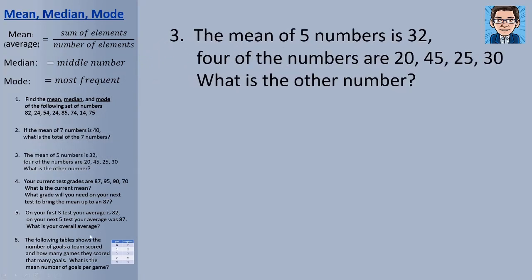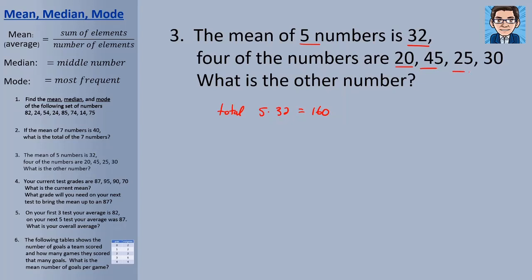All right, again, we're given the mean of 5 numbers is 32. And we only have 4 of the numbers, and we've got to find the 5th one. So if we have 5 numbers and the mean is 32, then the total of all those numbers is going to be 5 times 32, or 160.